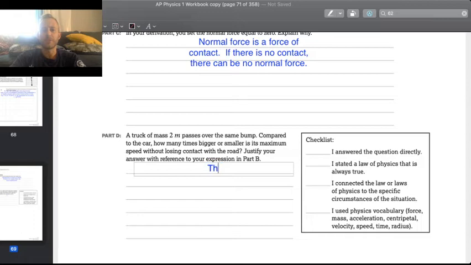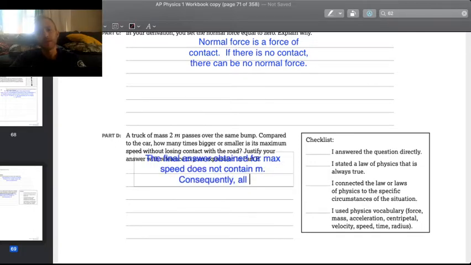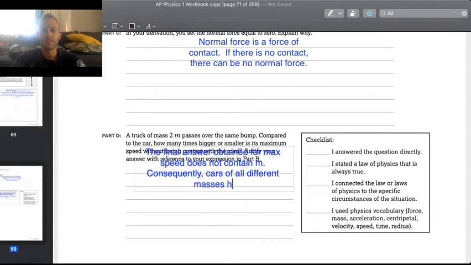the final answer obtained for max speed does not contain m. Consequently, I'll say cars of all different masses have the same max speed. Okay? Or something to that effect.